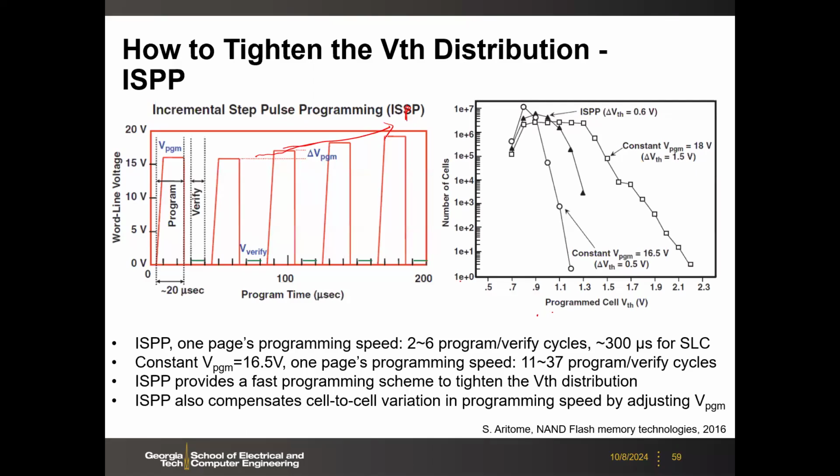So here are some data. This is a distribution you want to target, let's say around 1.1 volts, and then you can have some variation around that. And here, if you do nothing, let's say you use a constant programming voltage, like 18 volts, then this is the distribution you are going to end up with. The span will be more than 1.5 volts if you just use the same pulse width but keep doing the pulsing.